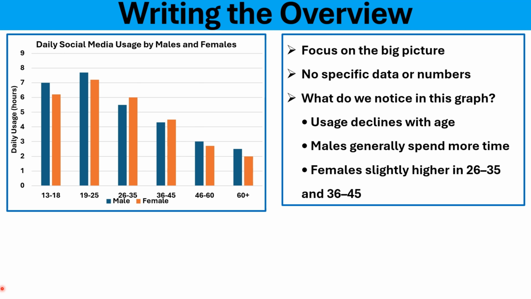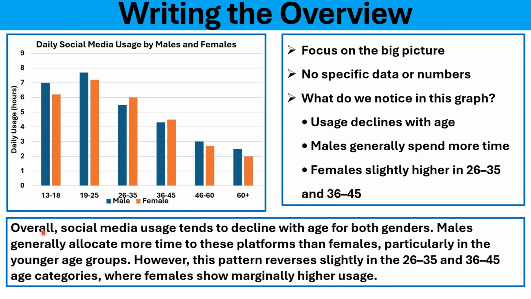Here is a good example of it. Overall, social media usage tends to decline with age for both genders. Males generally allocate more time to these platforms than females, particularly in the younger age groups. However, this pattern reverses slightly in the 26 to 35 and 36 to 45 age categories, where females show marginally higher usage. So this overview is short, clear, and covers the main features. Let's move on to the body paragraphs next.